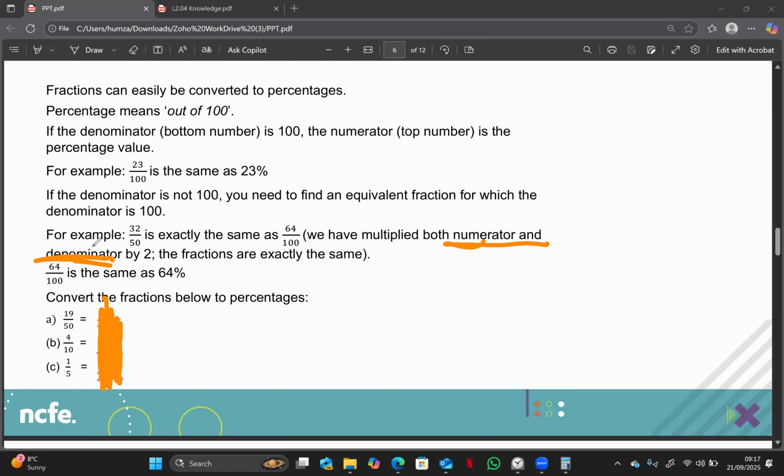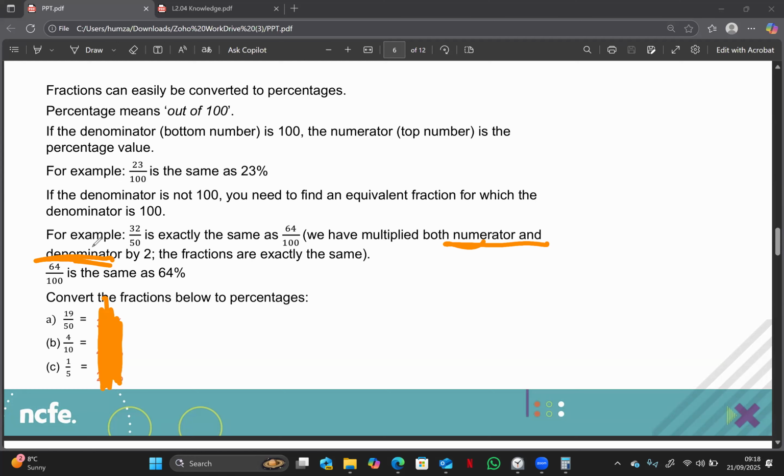Convert the fractions below to percentages. First one, A, guys. What would A be? How would you do it firstly? Can you explain? Anyone? Can you please explain what you would do for A?